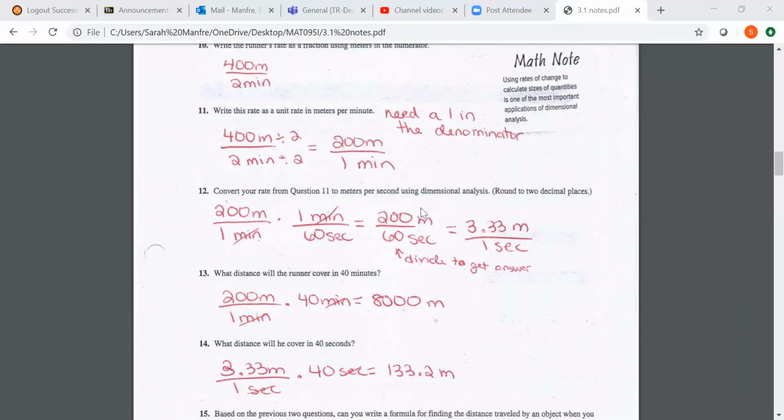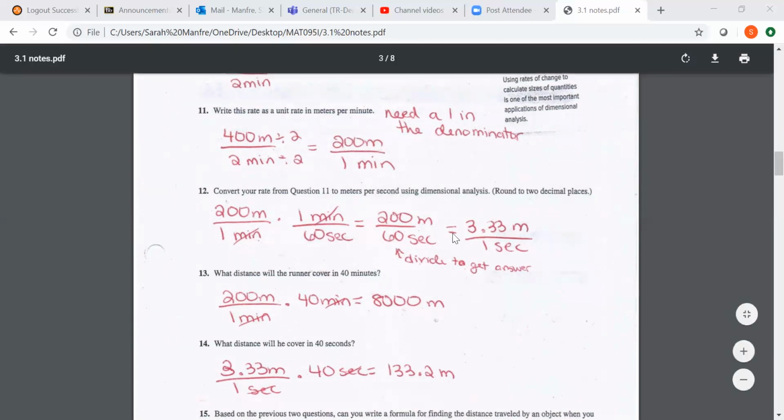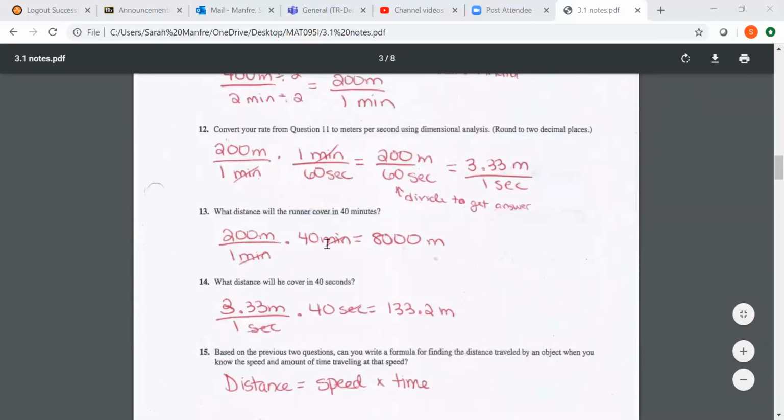Multiply across, 200 times 1 is 200. 1 times 60 is 60. Now divide. 200 divided by 60 gives me 3.33 meters per second. What distance will the runner cover in 40 minutes? Well, this is asking me for minutes, so I'm not going to use the one we just did conversion for. I need to use the rate of 200 meters per 1 minute, multiply it by 40. 200 times 40 is 8,000 meters.